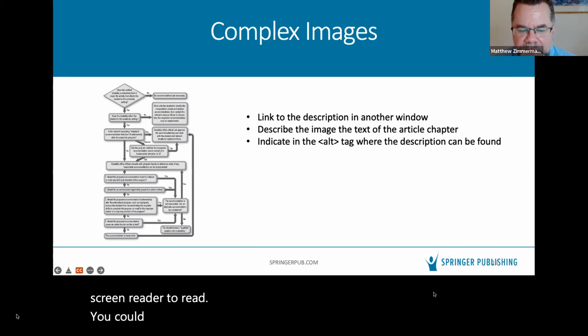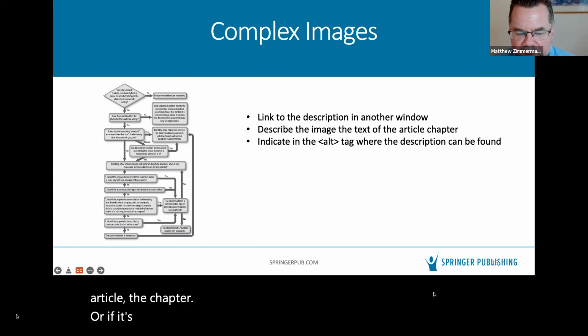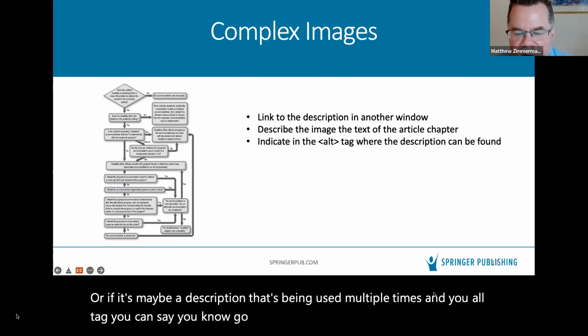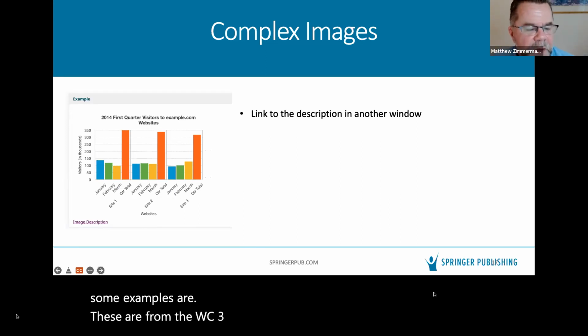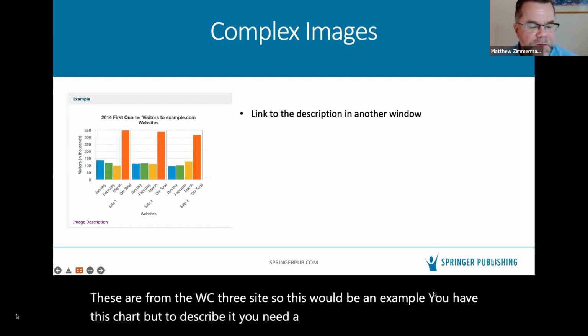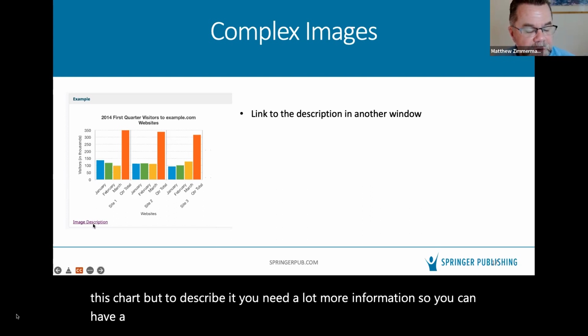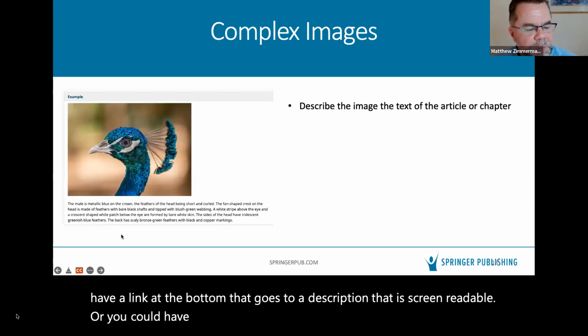You could have that description in the actual text of the article or the chapter, or if it's a description that's being used multiple times in the alt tag, you can say go to the help menu to find this information. So some examples, these are from the W3C site. You have this chart, but to describe it, you need a lot more information. So you can have a link at the bottom that goes to a description that is screen readable, or you could have something somewhat like a caption where it's readable too.